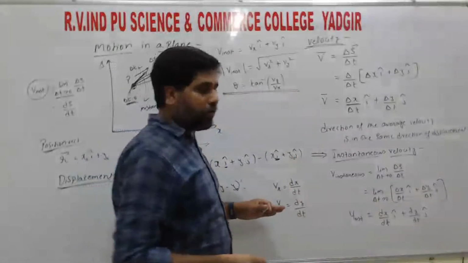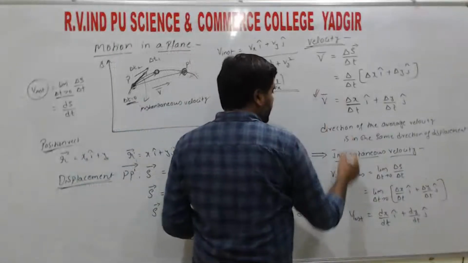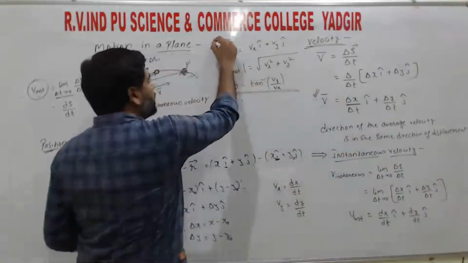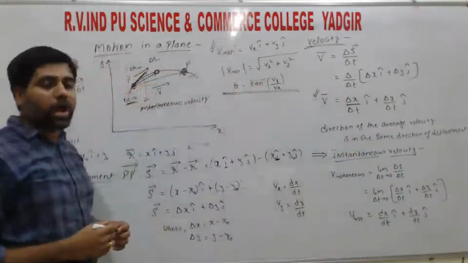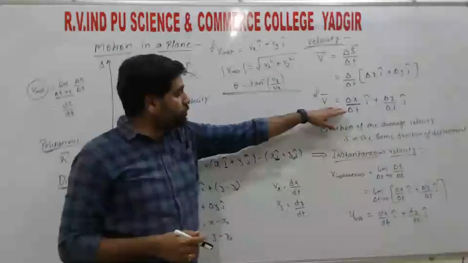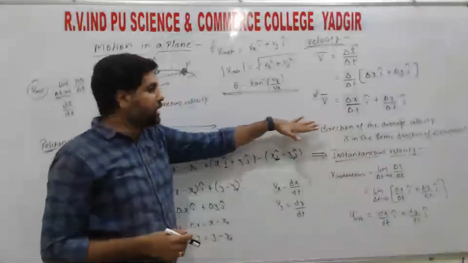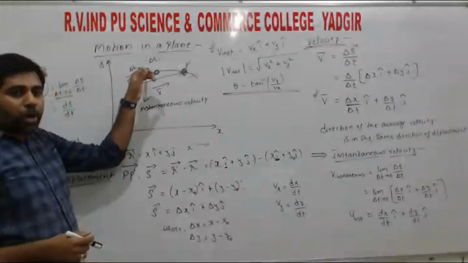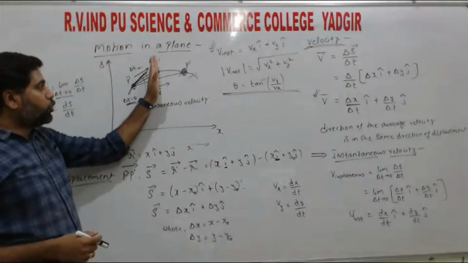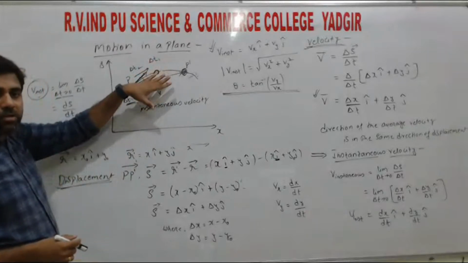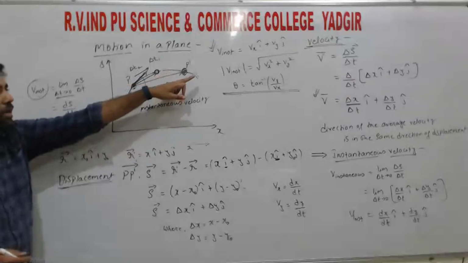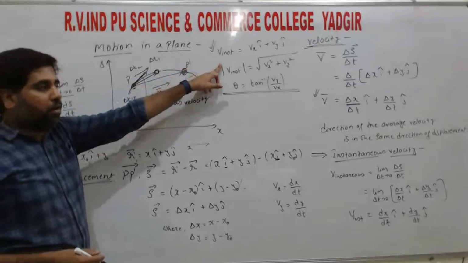So there is a lot of difference between average velocity and instantaneous velocity. Average velocity is the total displacement over the total time taken. Instantaneous velocity is the velocity of the particle at any time at a given position of the particle. If you find the velocity at that instant, we call that the instantaneous velocity.